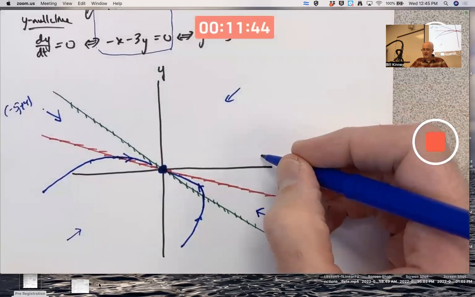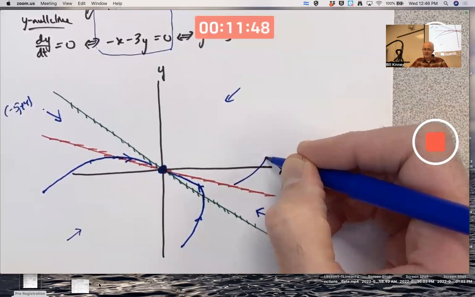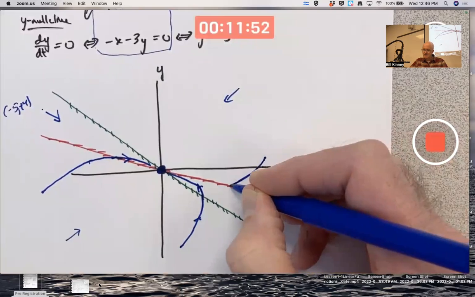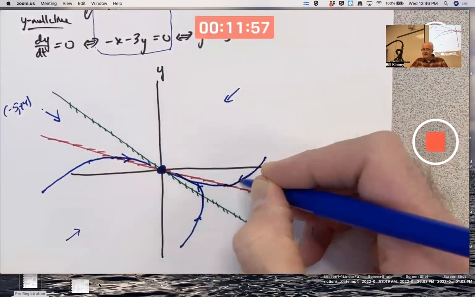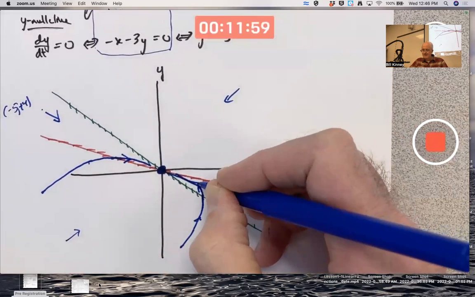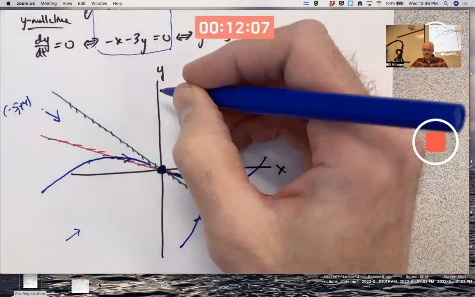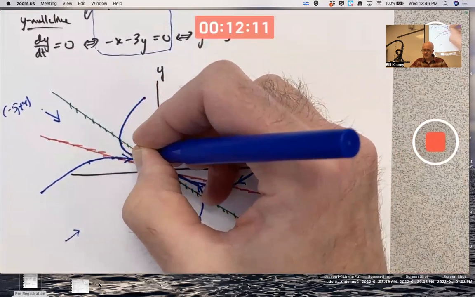If I start over here, this point ends up being kind of the mirror of this point. I got to go to the southwest, cross horizontally, and then head to the northwest. So these solutions are going to the origin. The origin seems to be some sort of sink. Start over here. The solution has to head down this way.